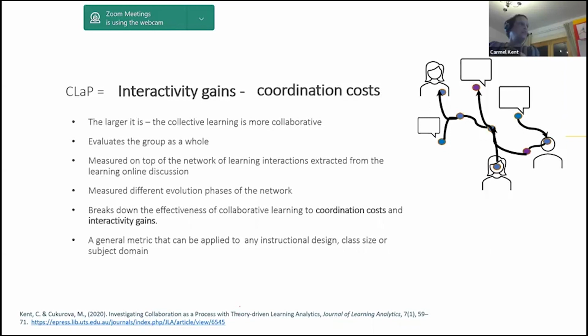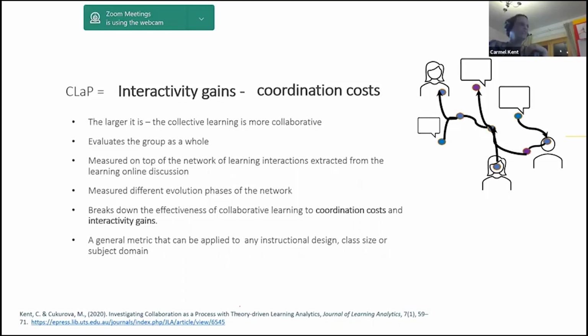Another thing to note is that it's a general metric. Since we are using network analysis and we are not using any kind of content analysis, and we are not dependent on any kind of knowledge domain, rubrics or anything like that, it's a general purpose framework. It will work the same for any instructional design, any class size, and any knowledge domain, which of course will affect or will make the interactivity and coordination go up and down, but the measurement can be done just as well.